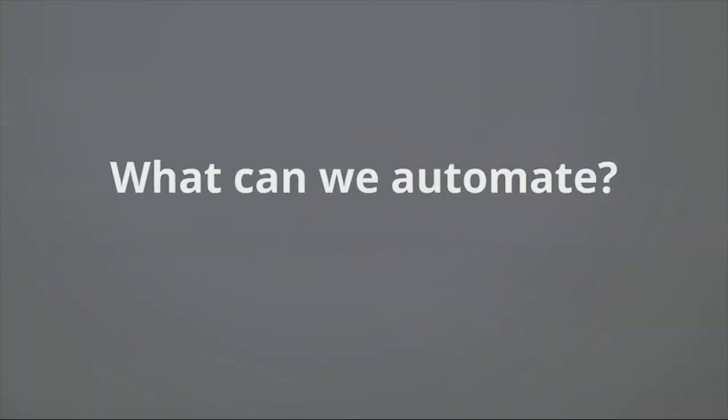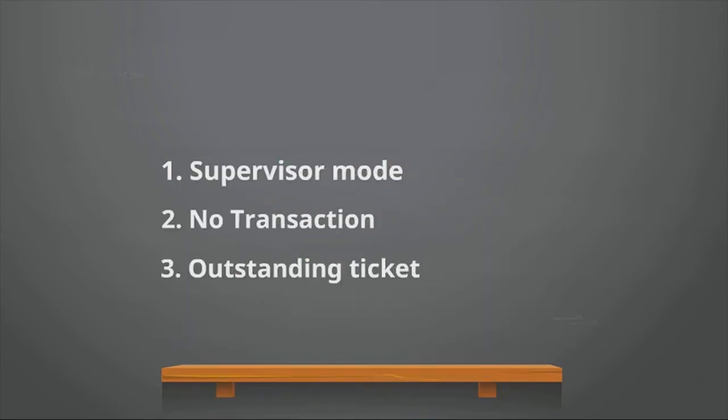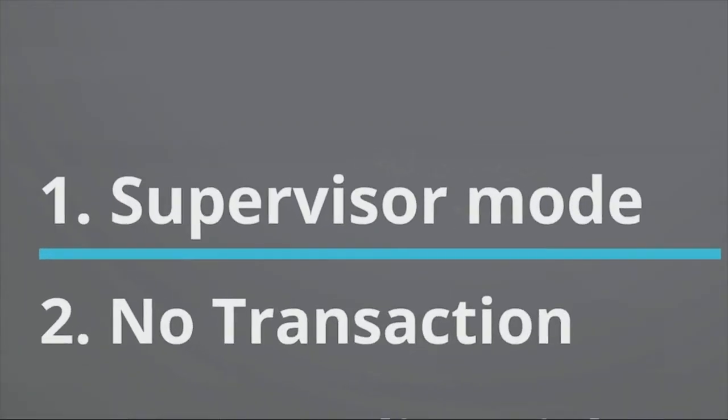So, what can we automate to reduce the manual process? First, the supervisor mode, no transaction report, and outstanding ticket. Let's see the first process.